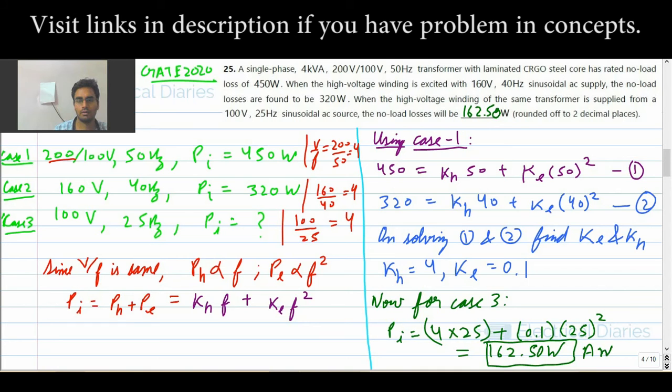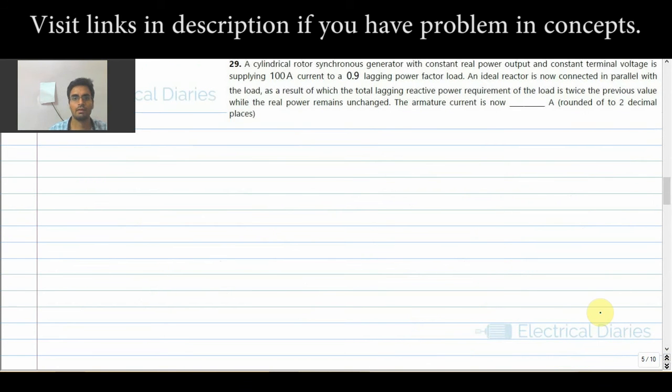Okay, so the only trick is that in iron loss questions, you just have to check the V by F ratios. Okay, so now let us see this question.